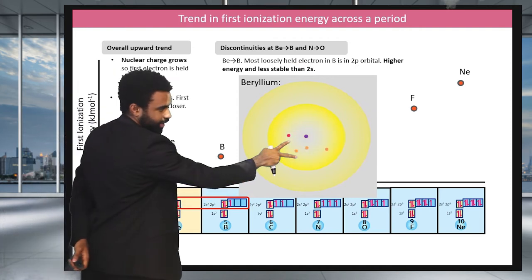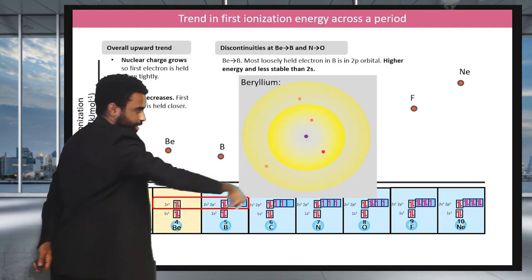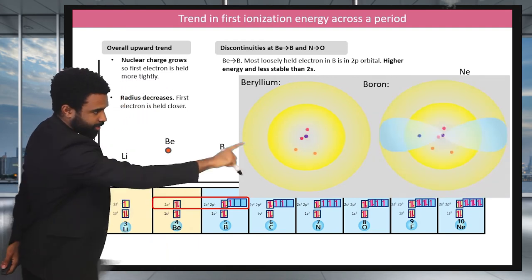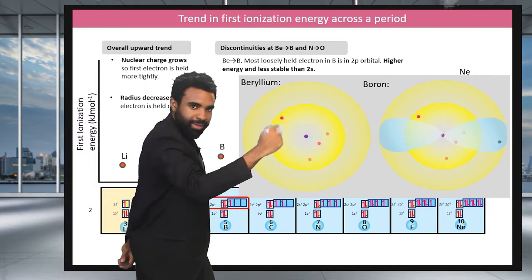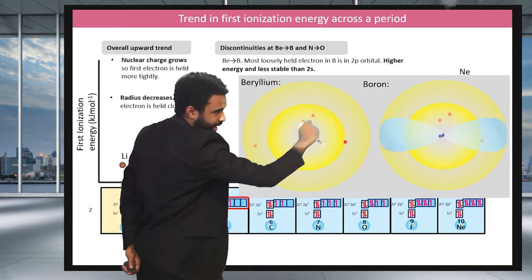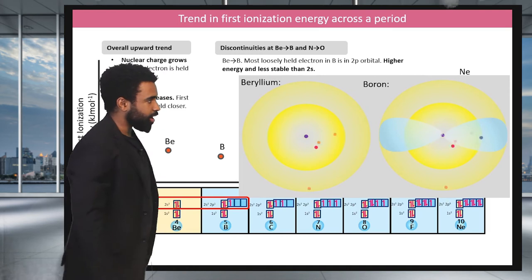We have two electrons in this 1s orbital and two electrons in the 2s orbital. And for boron, we have a similar situation, but now we have this 2p there. And for some quantum mechanical reason, this 2p here is slightly higher energy than the 2s. And so that blue electron there is going to be easier to flick off.